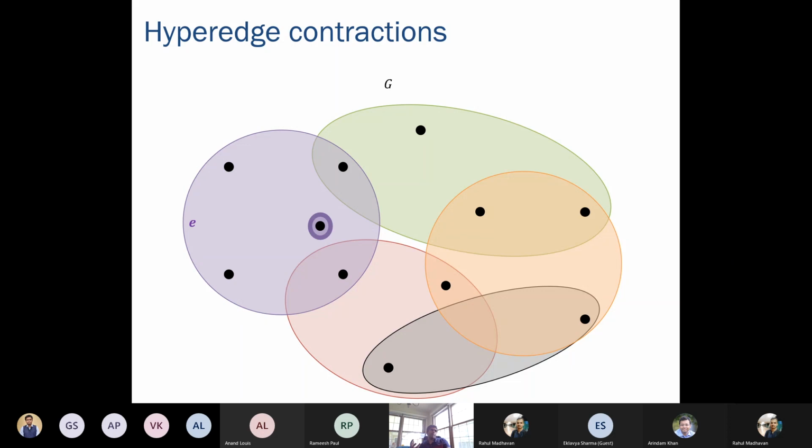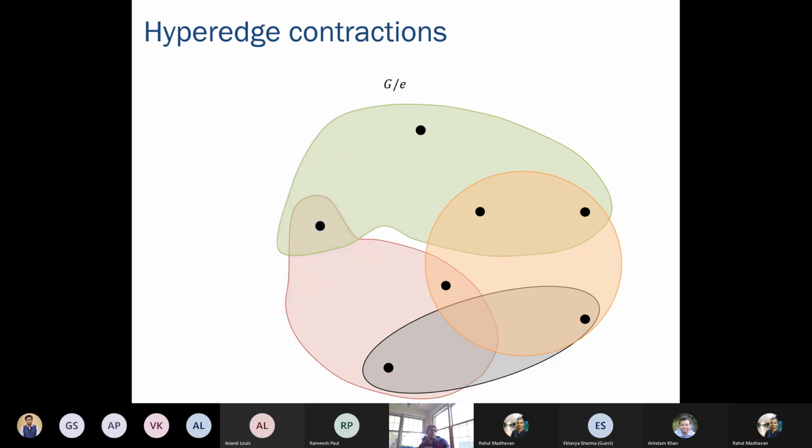And for every other hyperedge that intersects E, I'm going to include this new vertex into that hyperedge. And I will delete all hyperedges present in E, and I will delete self-loops. So E is a self-loop here, so I'll delete E itself. And I'll denote the hypergraph obtained after this process as G/E. This is the hypergraph obtained by contracting E. So this is the natural notion of hyperedge contraction that you would think of in hypergraphs, going from graphs to hypergraphs. Any questions on this?